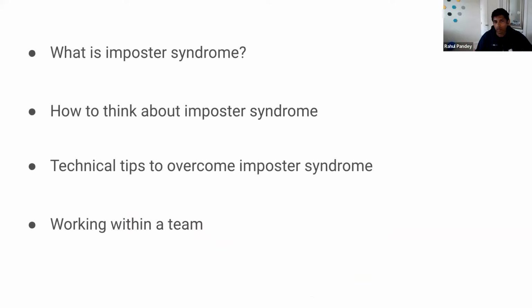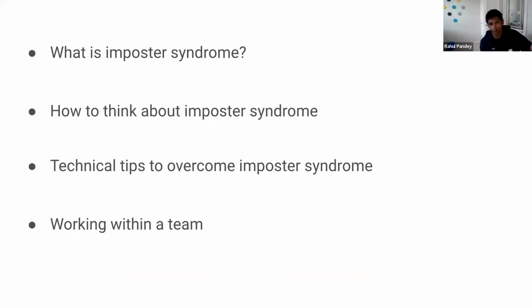So I want to break down the next 20 minutes into 4 different sections. First off, let's define what is imposter syndrome. Then, how do I think about imposter syndrome in terms of a mental framework of how to make sure that it doesn't actually impact me beyond what it normally does? Imposter syndrome is kind of inevitable, and I'll talk more about that. But how can we minimize the impacts of imposter syndrome? And then I want to share some tactical tips, some actual things you can implement today to help you overcome imposter syndrome. And then finally, working within a team.